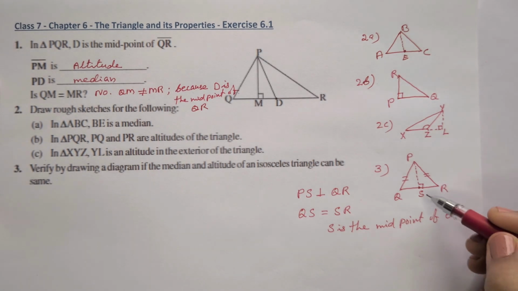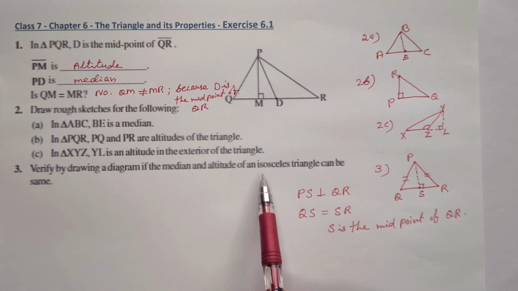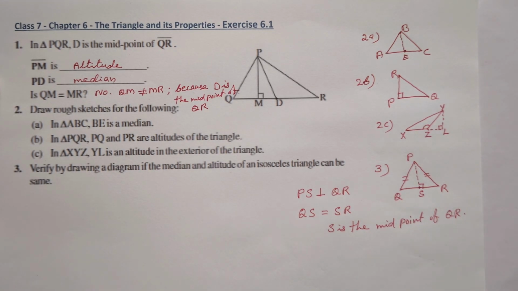Which means PS is the median and altitude. Altitude and median are the same in the case of an isosceles triangle.